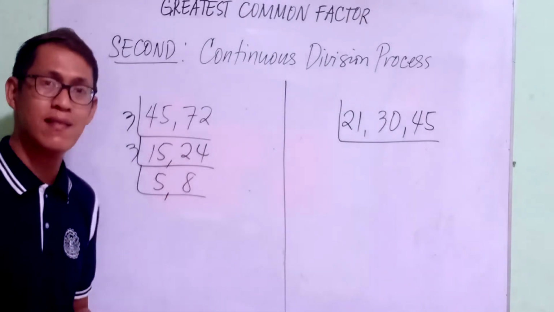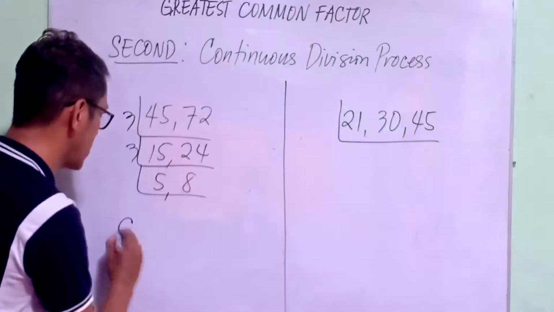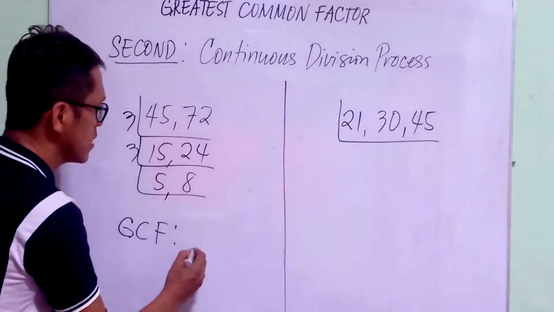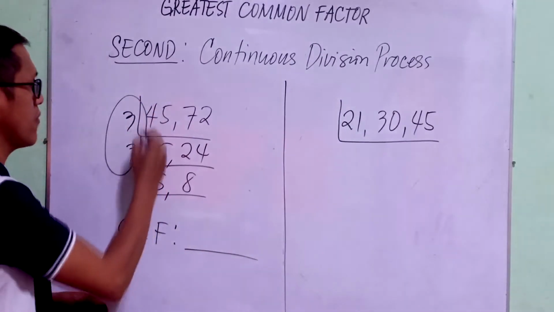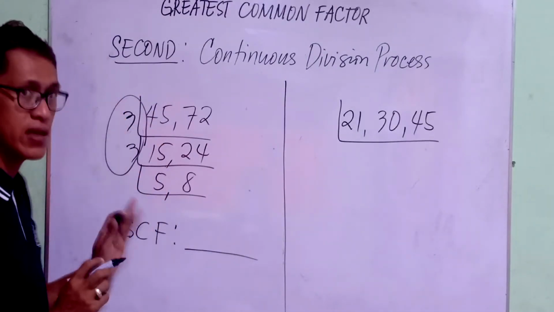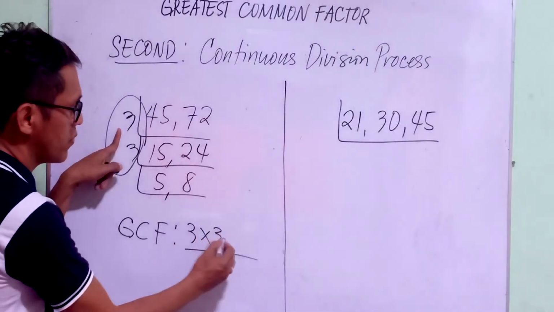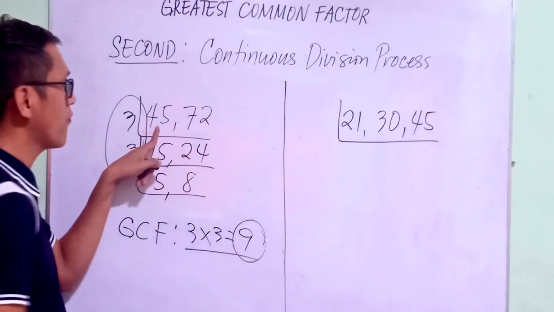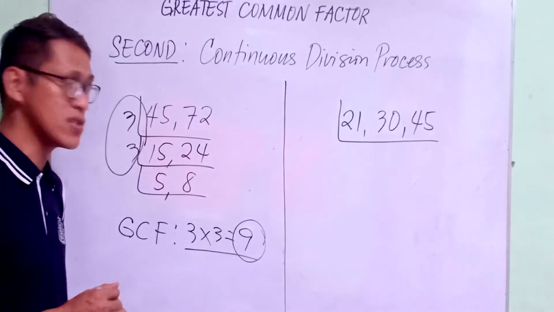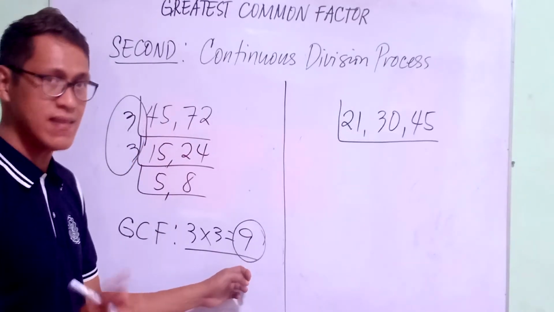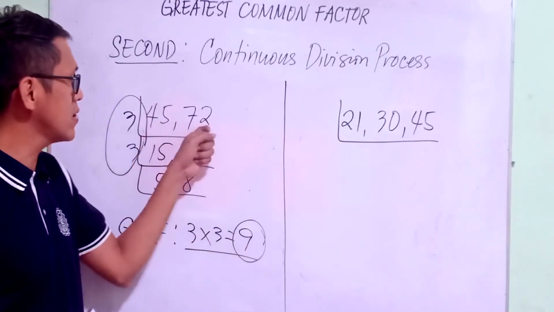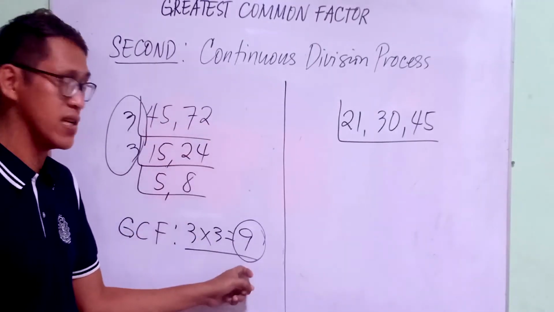So how do we get the GCF, the greatest common factor? Just get these two divisors here and multiply them. So we multiply 3 times 3. So the GCF of 45 and 72 is 9. Again, it means the biggest divisor that can divide these two numbers is 9.